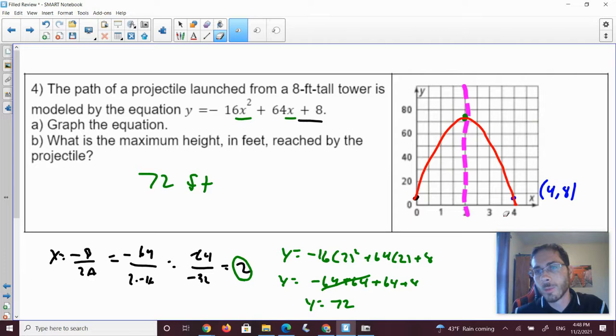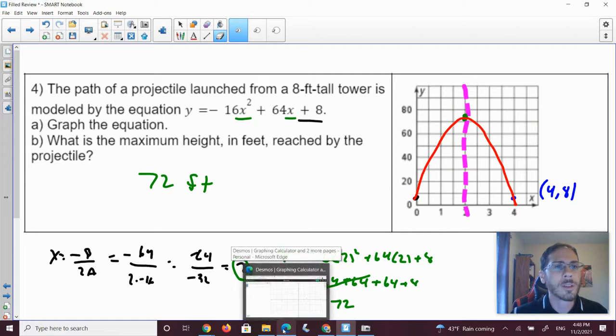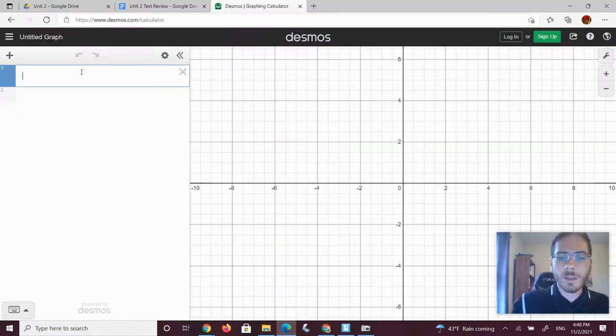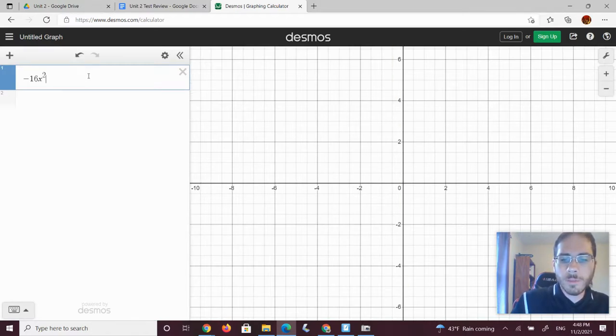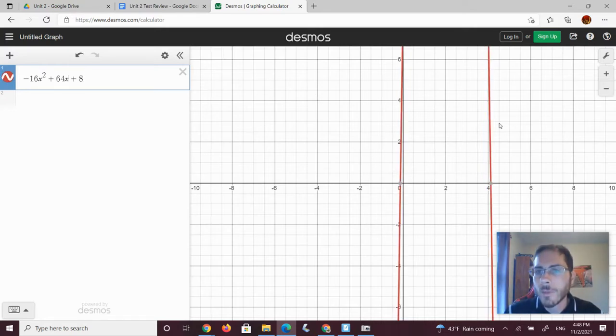I am going to throw that into Desmos just to double check everything. Since this is a real world problem, Desmos is probably the way to go on this one. So negative 16x squared plus 64x plus 8 feet for the tower.